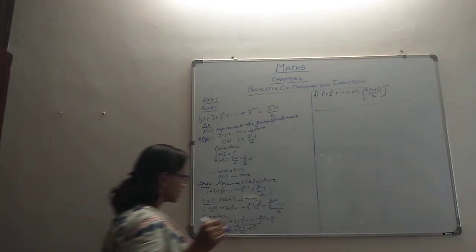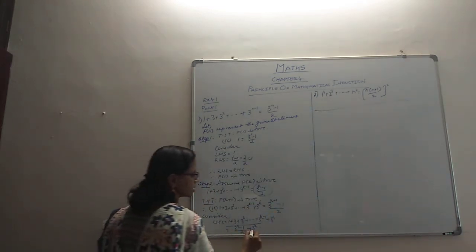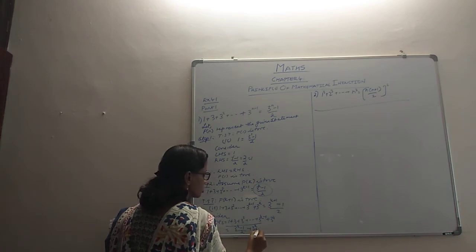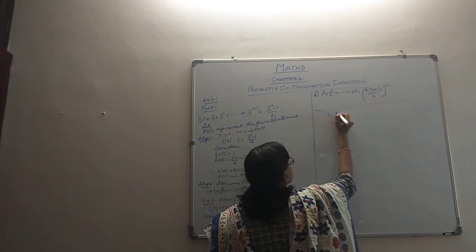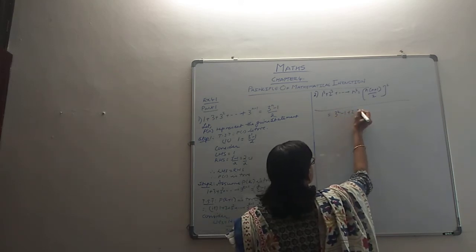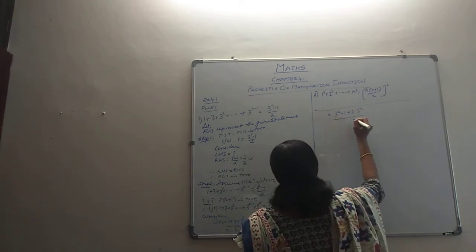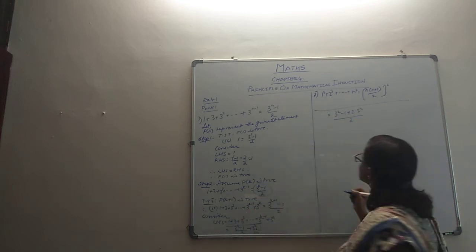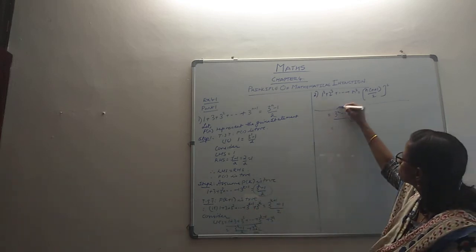What will happen? We'll try to equalize the denominators. Here it is 1 into 2 into 2. So you have 3 raised to k minus 1 plus 2 into 3 raised to k, and you have the denominator equalized to 2 now. So what happens is, we have got these both are like terms.